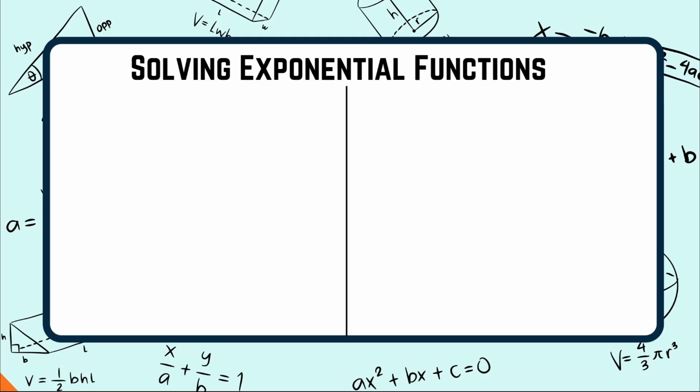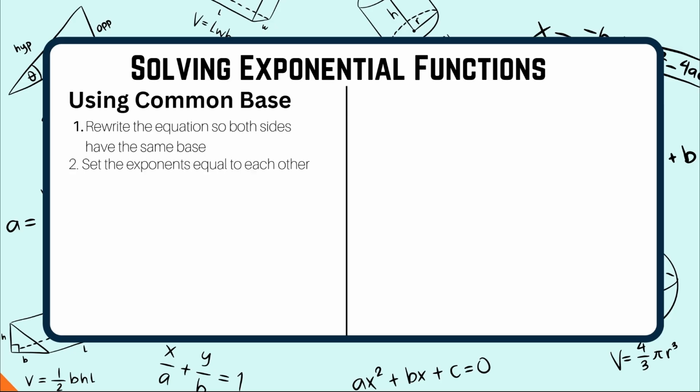To solve exponential equations, we must either find a common base or use logarithmic properties. To find a common base, you need to rewrite both sides using the same base so that you can set the exponents equal to each other and solve for x.